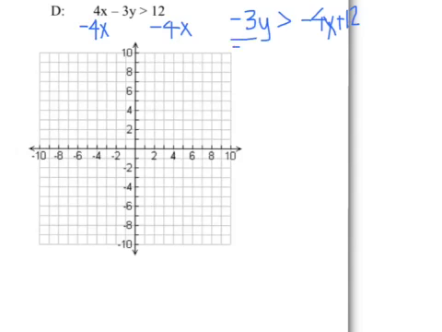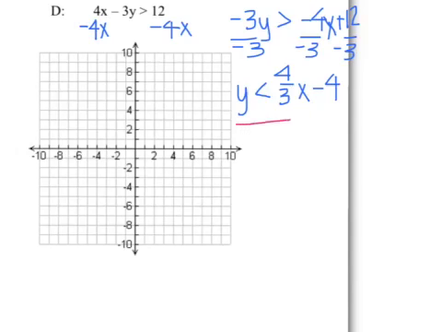Then we need to divide by this negative 3. Since we divided by a negative 3, we have to flip our sign. Don't forget to flip your sign. So negative 4 over negative 3 is just a positive 4 over 3x, and a positive 12 over a negative 3 gives us a negative 4. We now have our equation to graph.